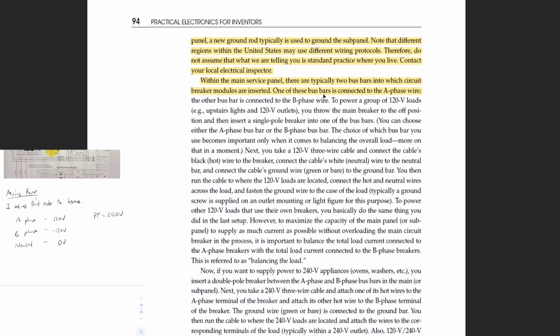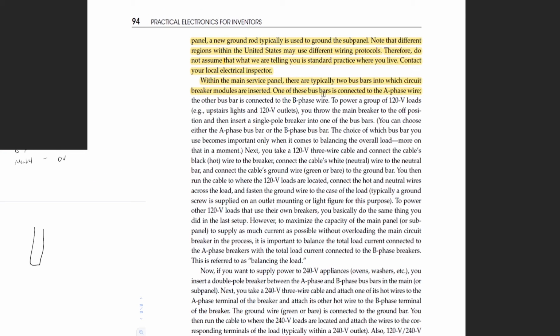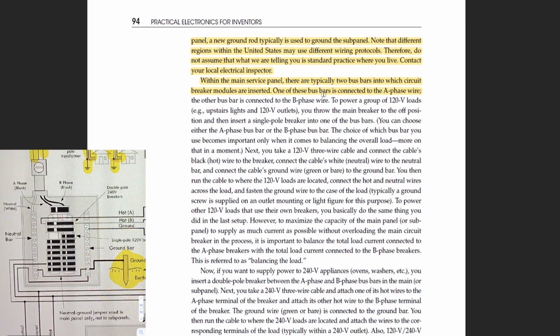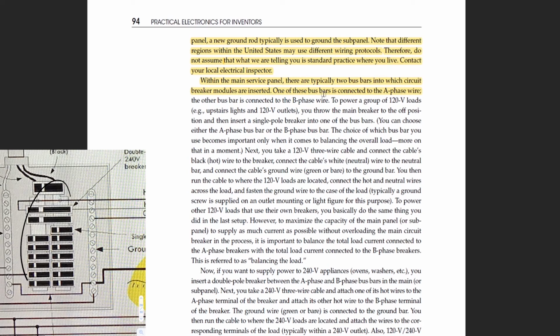Okay. Oh, got it. It's just a connection where you've got the A phase and B phase going in. So a bus bar is like this, right? They're all connected, and then you've got the A phase wire going in there and the B phase wire going in there. I think it's shown here. Yeah, here.